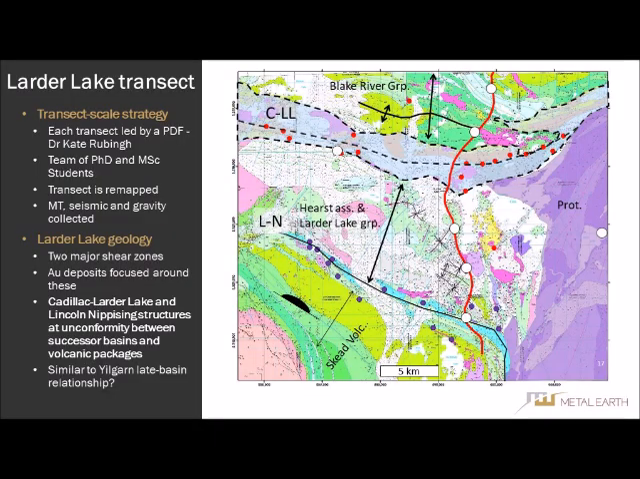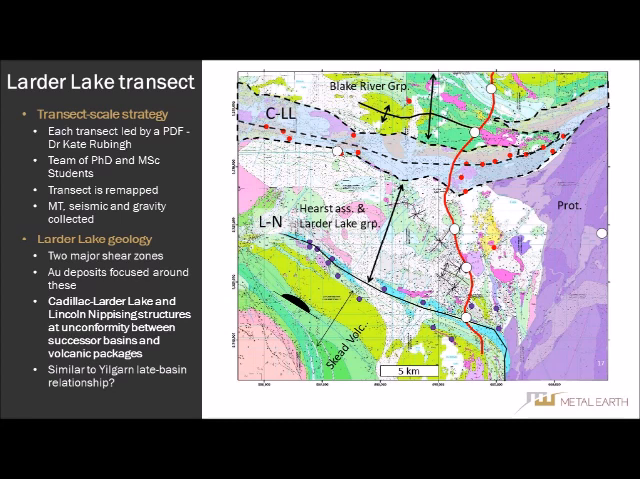As I said, each one is led by a postdoc. This one's led by Kate Rubin. She has a team of PhD and masters students working with her, doing various projects on the transect. The transect is in red here. We remapped it, and it has all those new geophysical data sets, and that's really where the cost of Metal Earth and the amount of money we have comes into play, because it's the first time that we've been able to do all these techniques on every single transect in each place, and that's where I think it's quite unique.